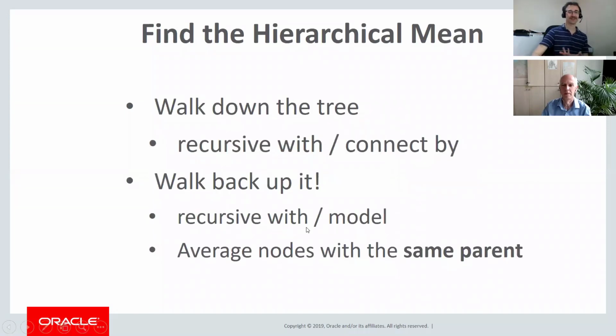Well, the basic solution is we walk down the tree and then you walk back up again, right? So you build the tree using recursive with or connect by, and then you walk back up it using, again, recursive with, or you could use the model clause. And one of the key things that can really help you with this is you are trying to calculate the average of nodes with the same parent. So that helps you identify which nodes you're actually combining together to do your average.